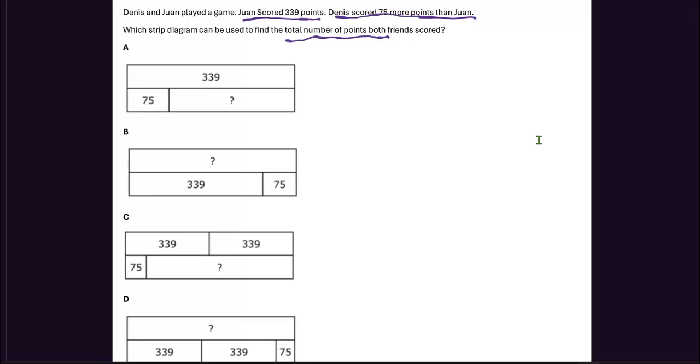No, there is no total because in the question, they want to find the total. If you're going to find the total, that means they don't have the total. That's why you have to find it. So we know right away that the whole box, the total box, needs to have the question mark. Okay, so let's take a look.